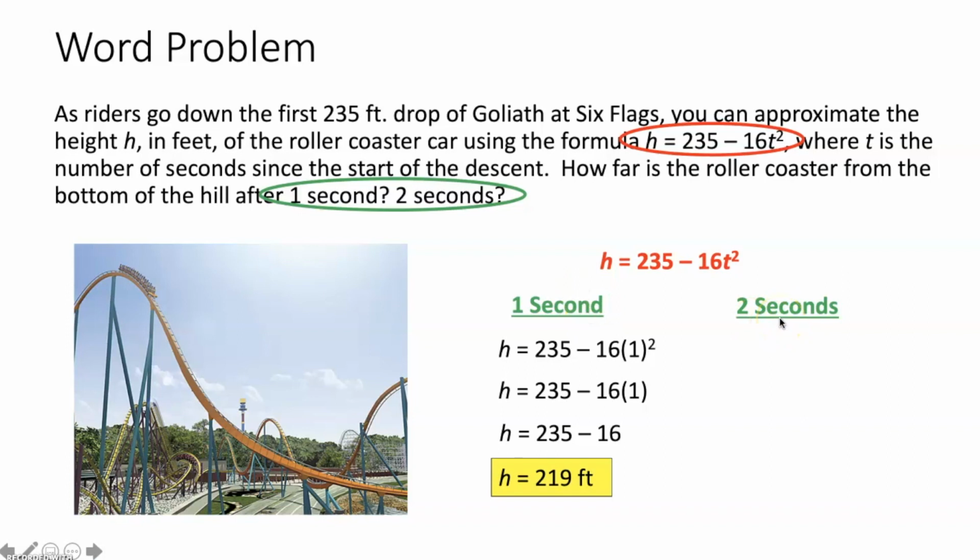Next, let's do 2 seconds. We plug in 2 for t and simplify. So again, order of operations, PEMDAS. We start with parentheses. Is there anything to do inside the parentheses? No. So we move to exponents. Are there any exponents? Yes. We have 2 squared. So positive 2 times positive 2 is going to give you positive 4.